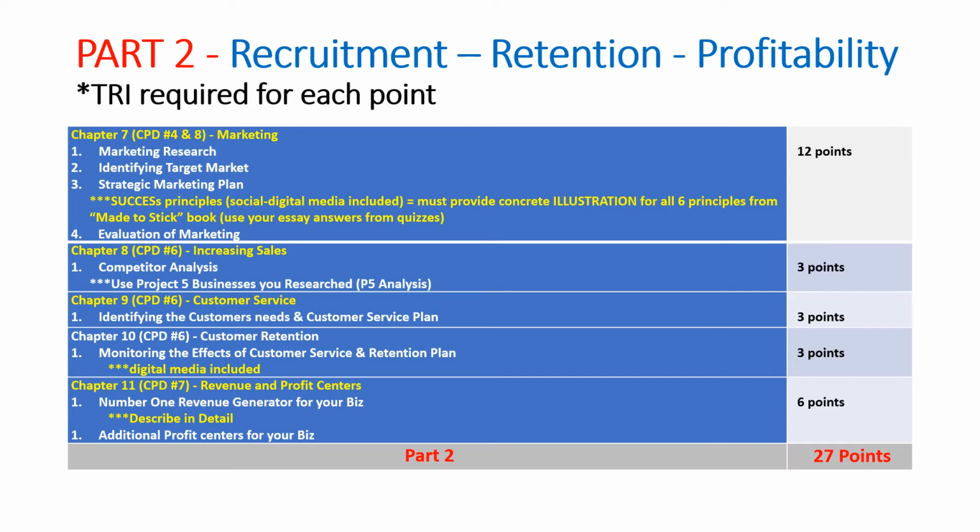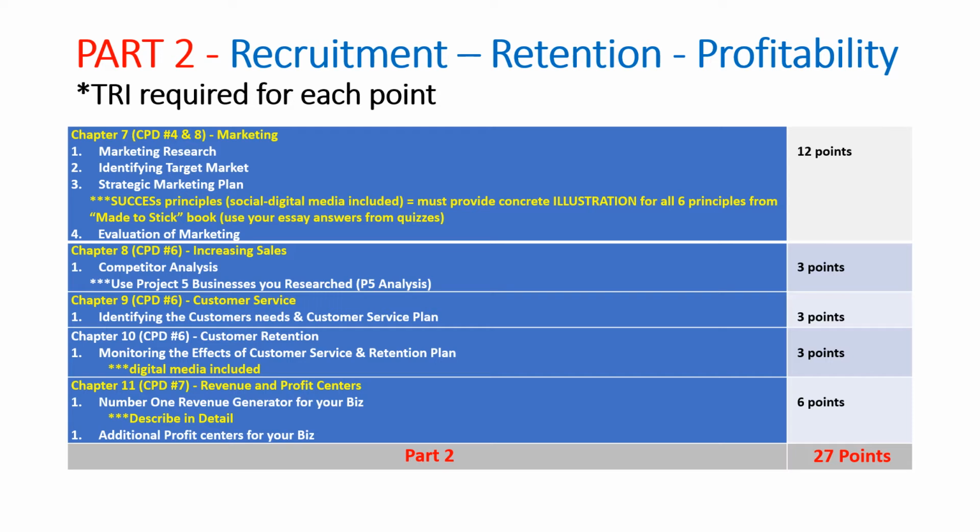Next one is chapter 8, CPD number 6, increasing sales, competitor analysis. What you want to do here is this is the benchmarking you did and research with project 5. You can use them as your examples with that to do TRI for competitor analysis. Chapter 9 then is next with CPD number 6, customer service. Got to do their needs, but they also then come up with a customer service plan. That's the key piece there.